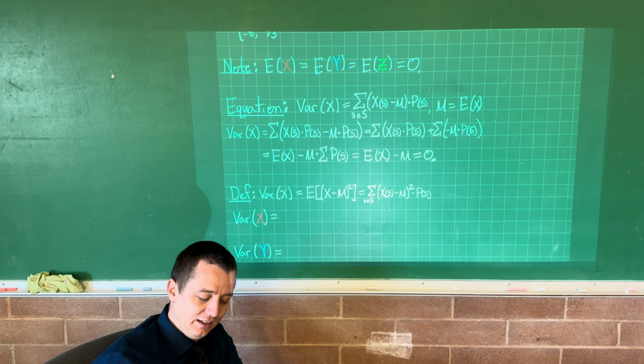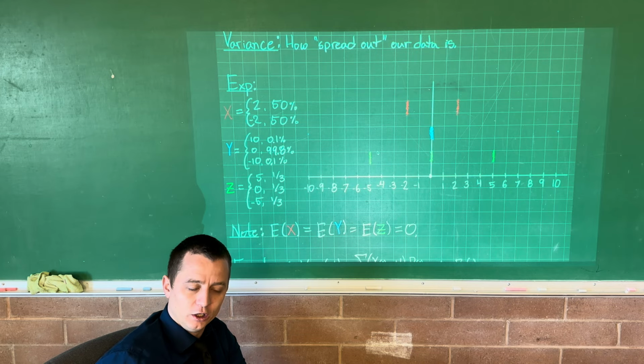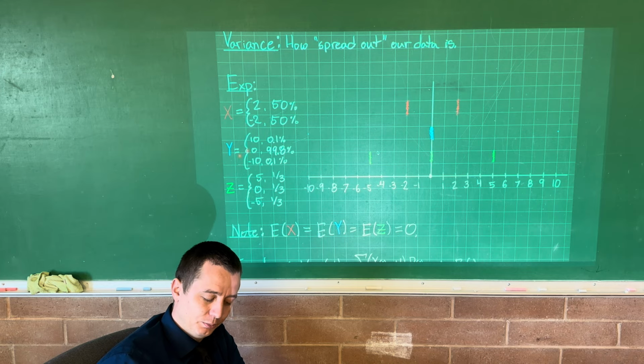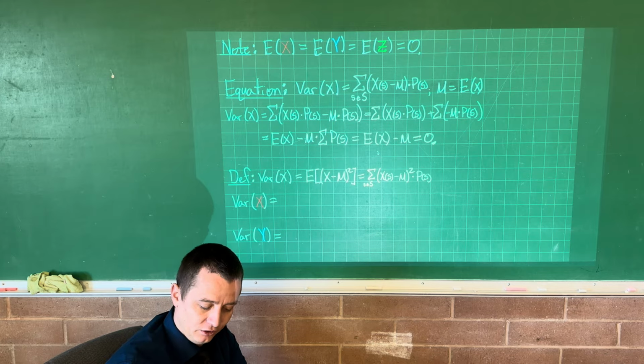So now let's go ahead and calculate the variance of each of these things, and see if it works the way we wanted, where this one is the least spread out, this one is the most spread out, and this one is somewhere in between. So let's calculate and see what happens, and also just get you comfortable actually calculating the variance. So what is the variance of x? How do we calculate that?